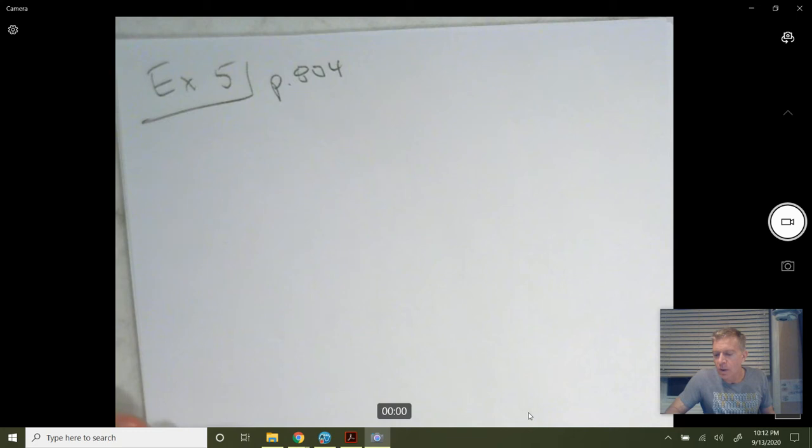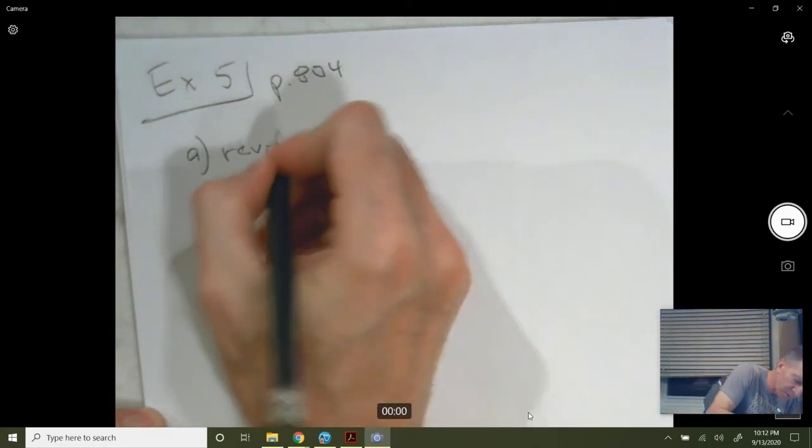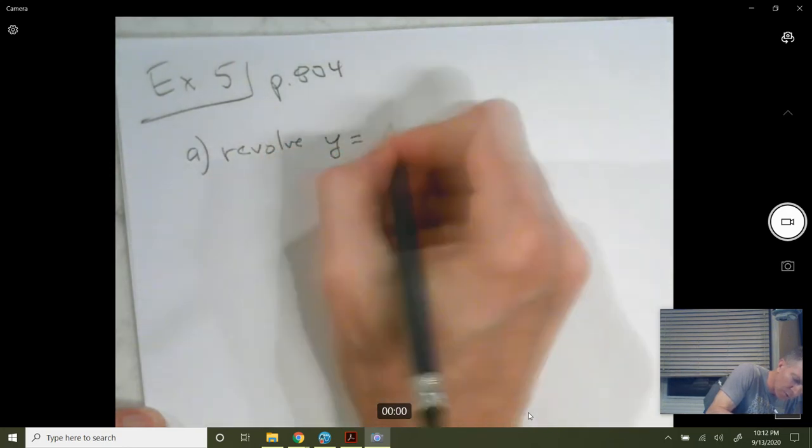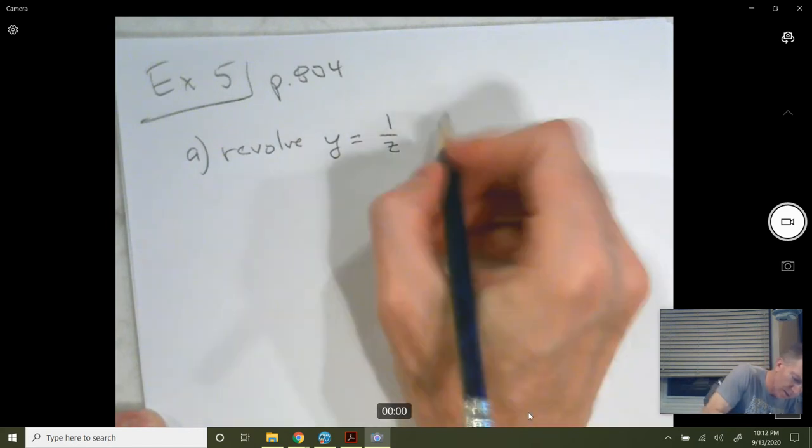Okay, so you have: find an equation of the surface of revolution formed by revolving the graph of y equals 1 over z. So in part A, revolve y equals 1 over z, and you're going to revolve that around the z-axis.